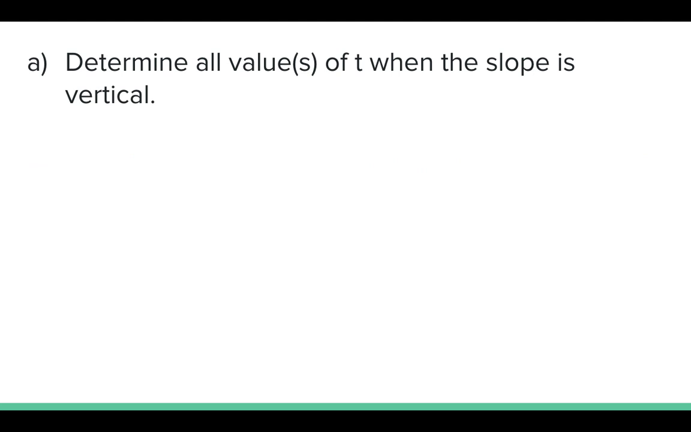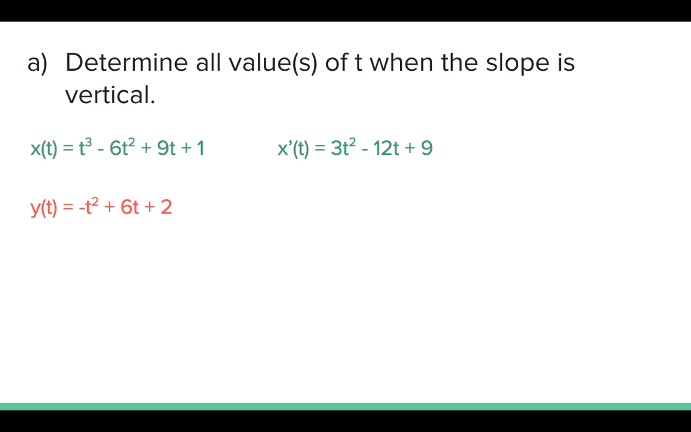First, we are asked to determine all values of t when the slope is vertical. Remember, x of t equals t cubed minus 6t squared plus 9t plus 1, and y of t equals negative t squared plus 6t plus 2. So, x prime of t equals 3t squared minus 12t plus 9, and y prime of t equals negative 2t plus 6.